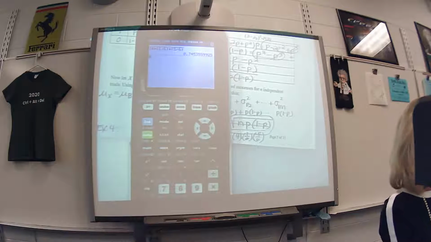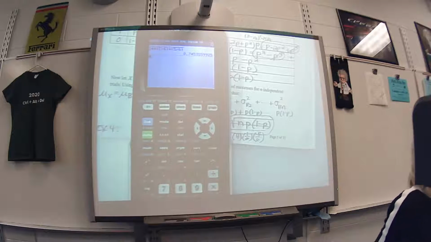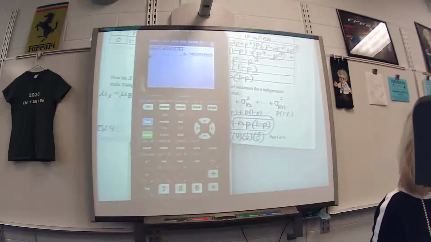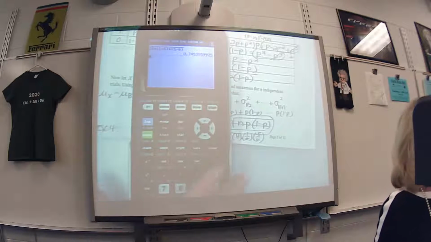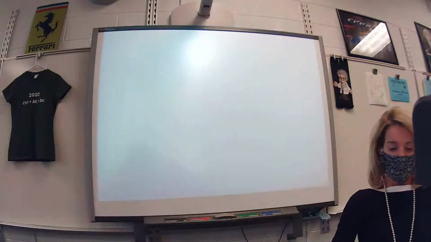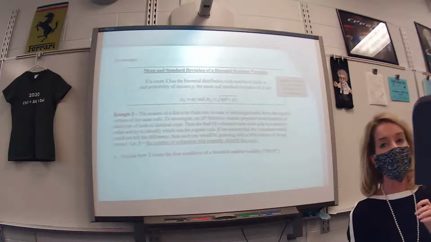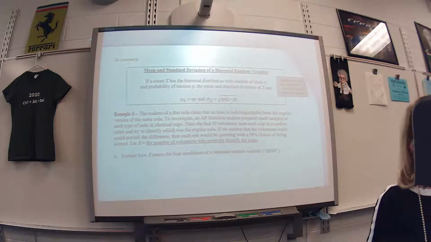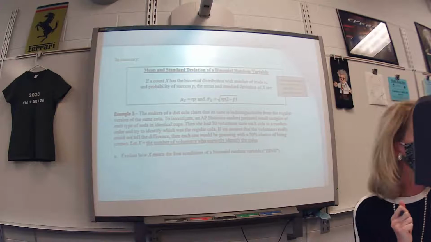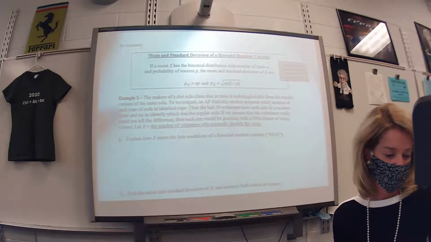But I'm going to say it again, these formulas only work in a binomial setting. You have to know that you're in a binomial setting. If you do not know that, then go back and do it the other way, okay? The formulas, as I already showed you, are on the formula page. So you don't have to memorize the formulas, but you have to know when to apply them. So here's an example.